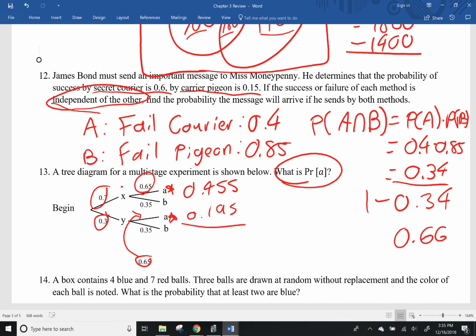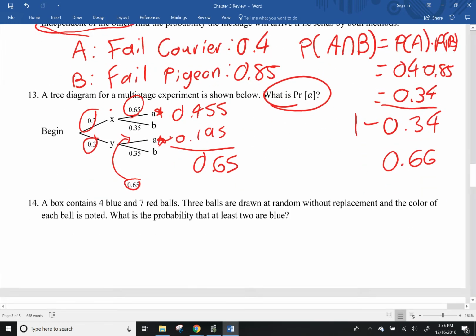So if you add those two probabilities for A together, you get a total probability for A. So 0.195 plus 0.455, and we get 0.65 for the probability of A. So you multiply the branches together, and then you add those values at the end to get your total for A.